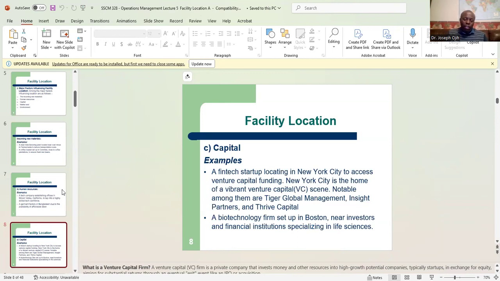So businesses that are located where we have that kind of venture capital can grow faster than those located where it is difficult to find a venture capitalist. For example, a biotech company set up in Boston, near the investors and financial institutions specializing in life sciences. That's a good example. You have a biotechnology company and you locate it near investors and financial institutions that specialize in life sciences. There are many of them.